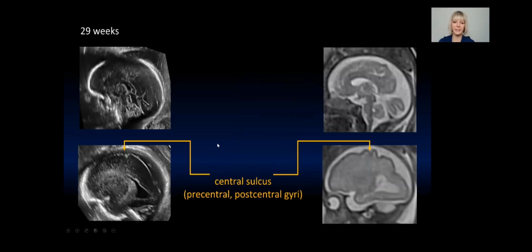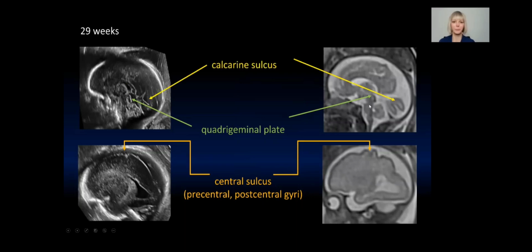At 29 weeks, the central sulcus begins to develop, and you can see the pre and post central gyri. We have the quadrigeminal plate, which we've discussed earlier with the aqueduct of Sylvius. We have the calcarine sulcus and the parieto-occipital sulcus, which run together anteriorly.